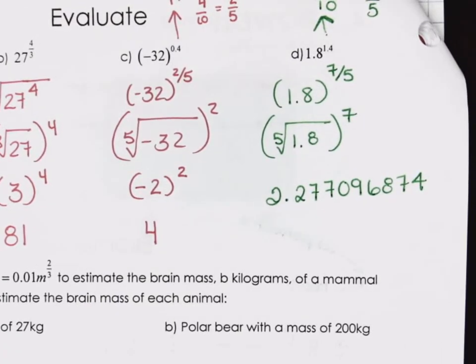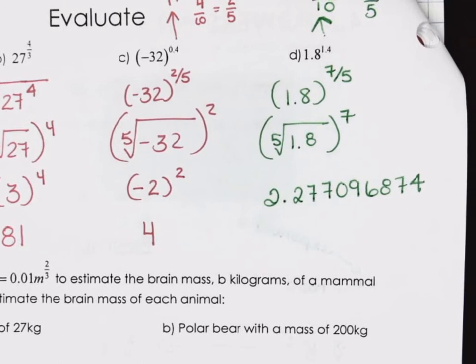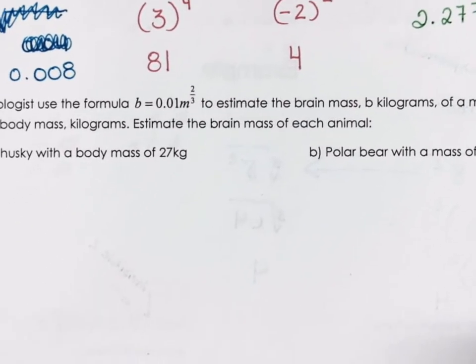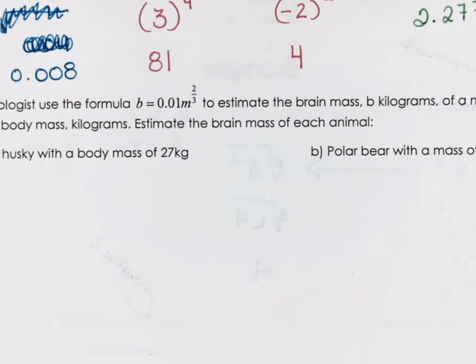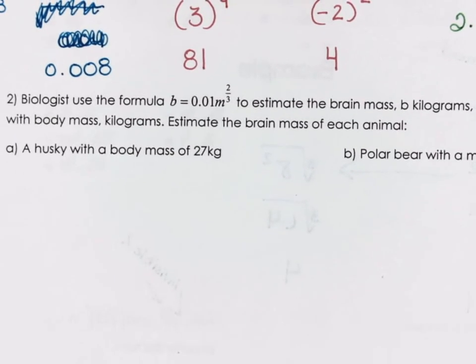Okay, word problem. Easy peasy. You've been given a formula. Biologists use the formula B equals 0.01 m to the exponent 2/3 to estimate the brain mass, B in kilograms, of a mammal with a body mass in kilograms. So B represents the brain, M represents the body mass. Estimate the brain mass in each animal.